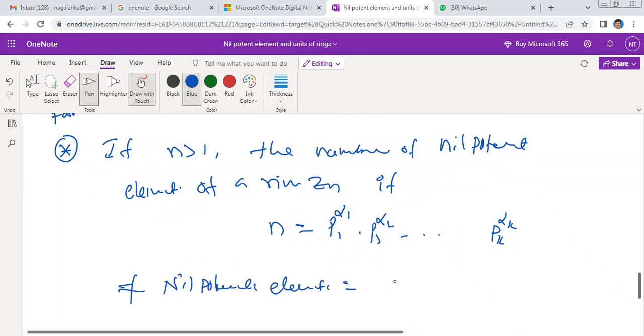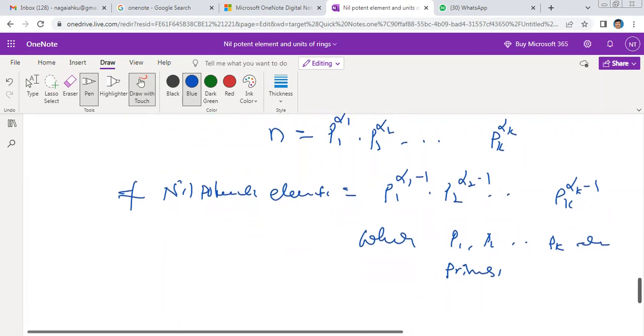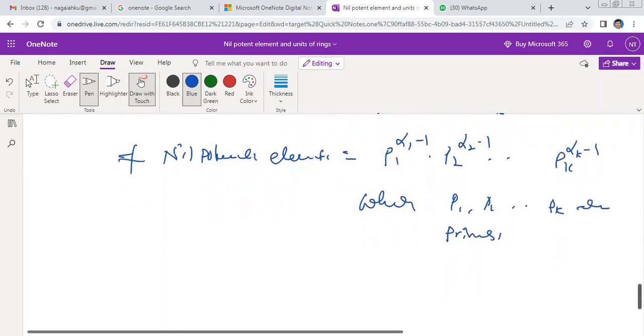Number of nilpotent elements is equal to p1 to the power of alpha 1 minus 1 times p2 to the power of alpha 2 minus 1, and so on, pk to the power of alpha k minus 1, where p1, p2, and so on, pk are primes. This is the way of calculating this. So next my question is, if a ring is not an integral domain, how many nilpotent elements?